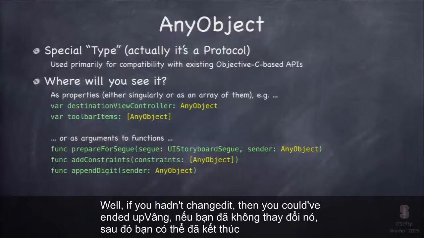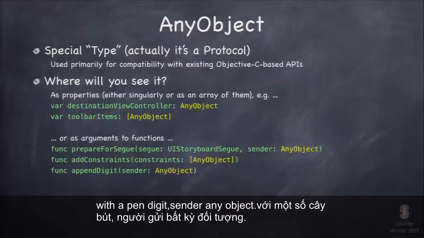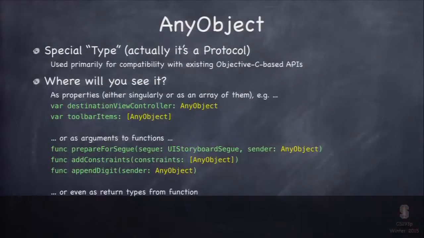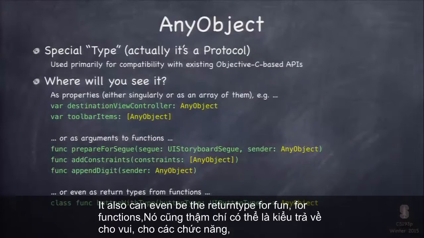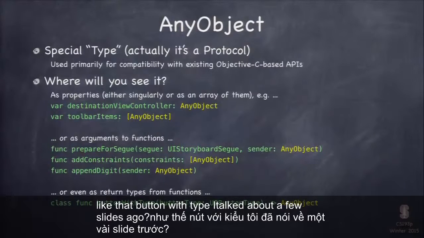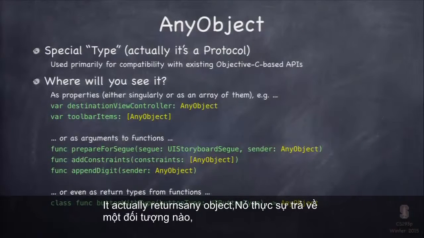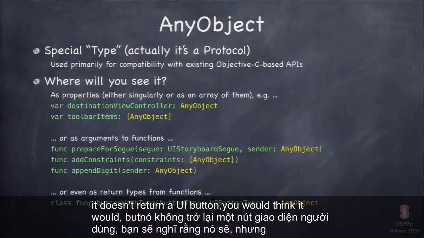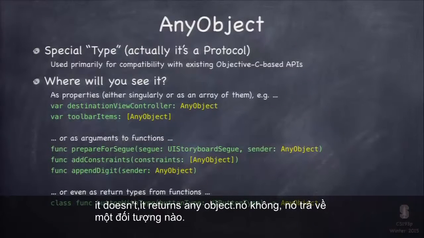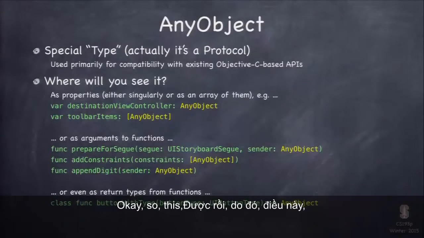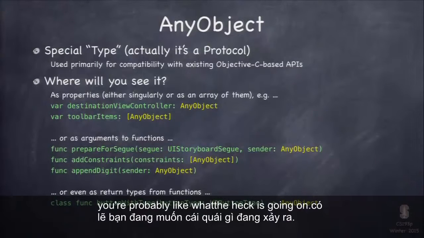Well, if you hadn't changed it, then you could have ended up with append digit sender any object, okay? It also can even be the return type for functions. Like that button with type I talked about a few slides ago, it actually returns any object. It doesn't return a UI button. You'd think it would, but it doesn't. It returns any object.